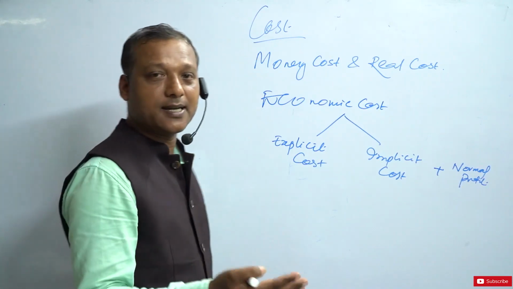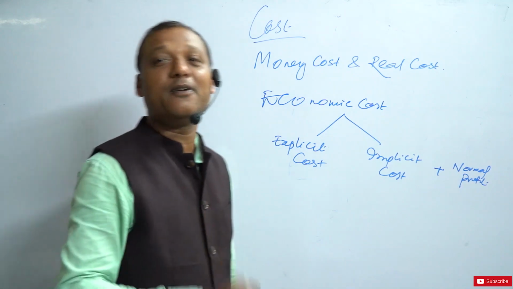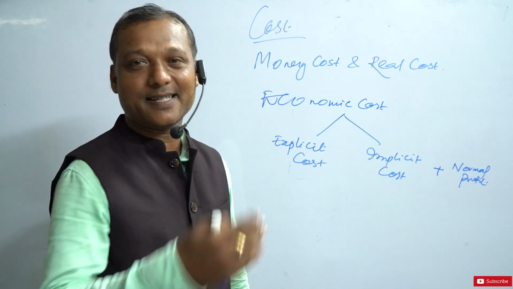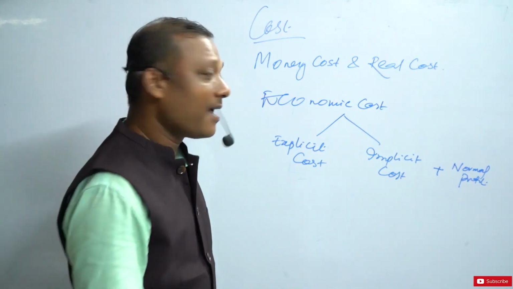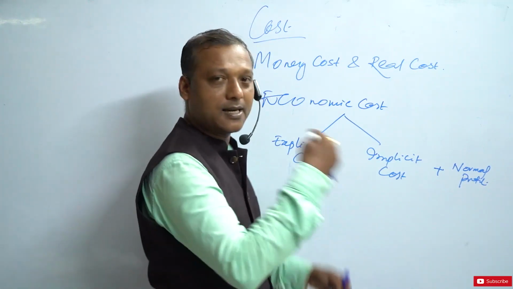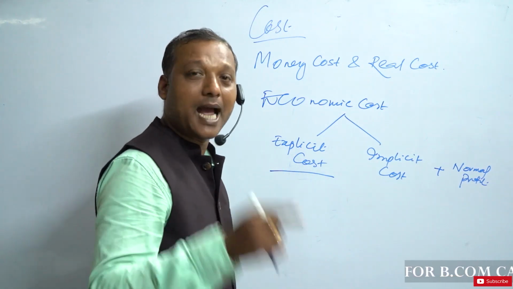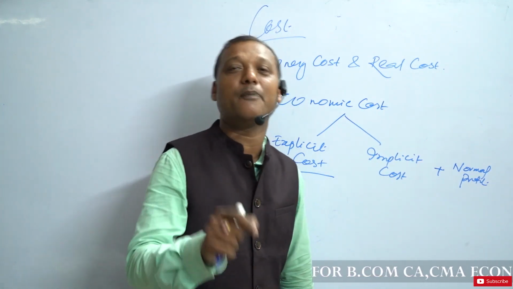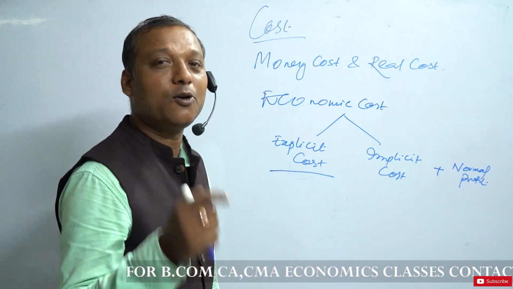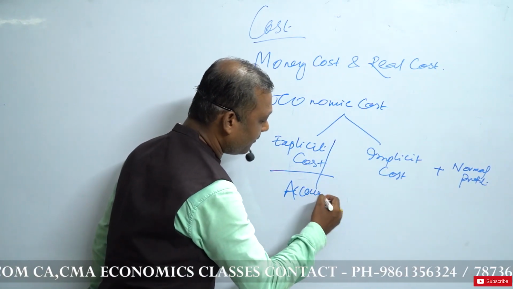And one point of distinction is that explicit cost is recorded in the books of accounts. Implicit cost is not recorded in the books of accounts because it is retained, taken by the producer himself. And one more point, because we are going for a question and answer session, a question is there for you. Explicit cost is otherwise known as accounting cost because it is recorded in the books of accounts.